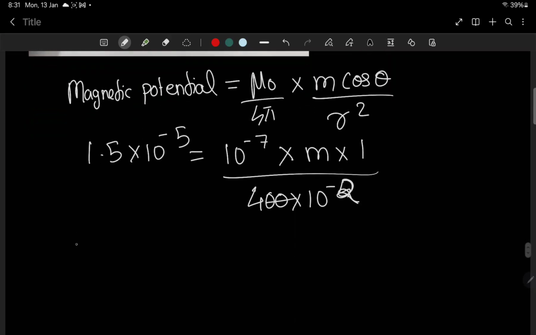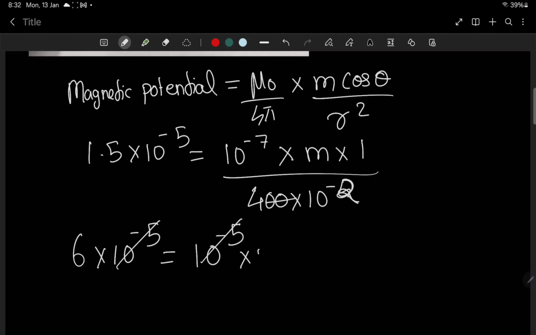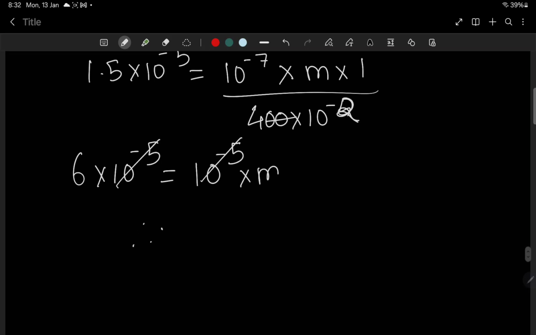Take this 4 the other side. We get 6 into 10 raised to minus 5 equal to 10 raised to minus 7 by 10 raised to minus 2, that is 10 raised to minus 5, into m. Therefore we get the magnetic moment as 6. Simple question. Okay, next one.